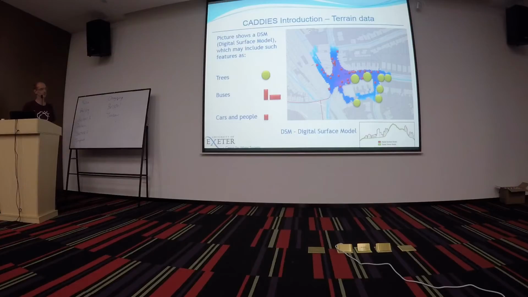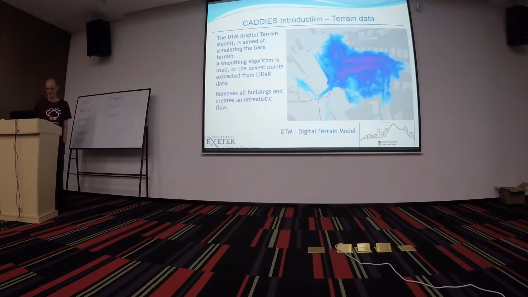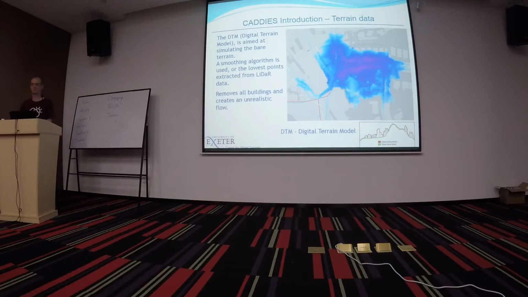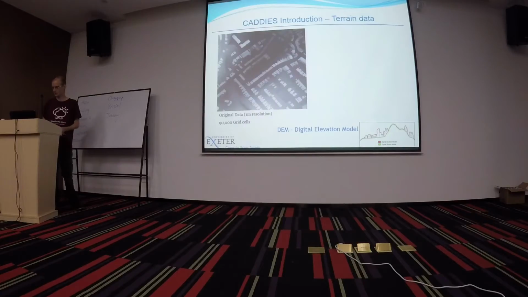So we either need to use an algorithm to smooth out the terrain or take the very lowest points from the field of points. And then if we use the DSM, sorry, the digital terrain model, I always get these two mixed up. Unfortunately, this has removed everything, so it's removed even the buildings. And these are critical to routing flow paths, basically. So what we need to do is use a hybrid. And in that case, we call it a DEM, digital elevation model.